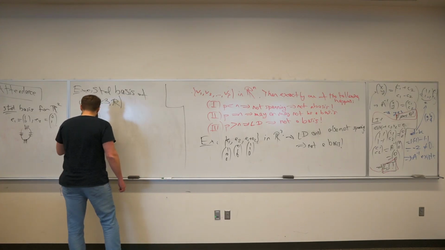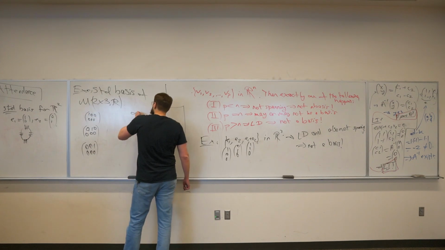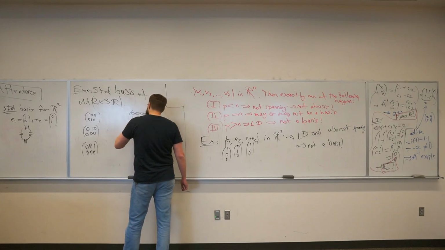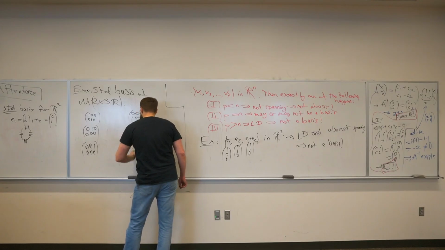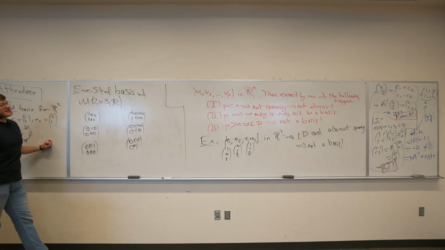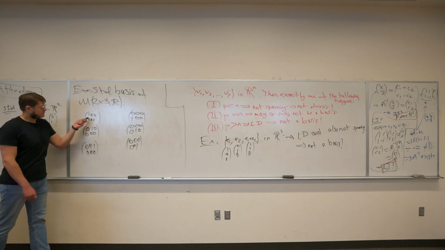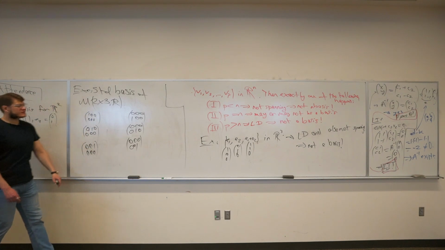0, 0, 0, 0, 0, 0, 1, 0, 0, 0, 0, 0, 0, 1, 0, 0, 0, 0, 0, 0, 1, 0, like this. The 6 matrices constitute the standard basis for the space of 2×3s. Why? Because if you were to take any 2×3, you can just split the different entries, and you would write them as a linear combination of these.